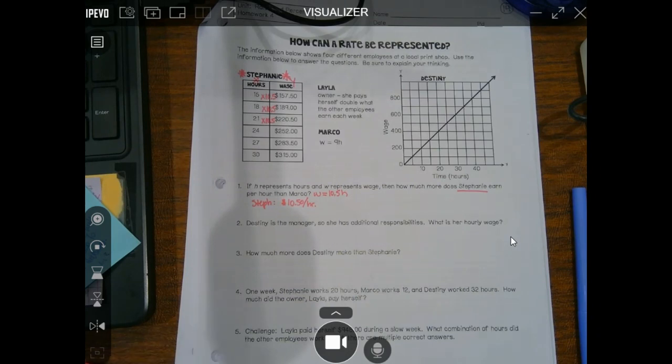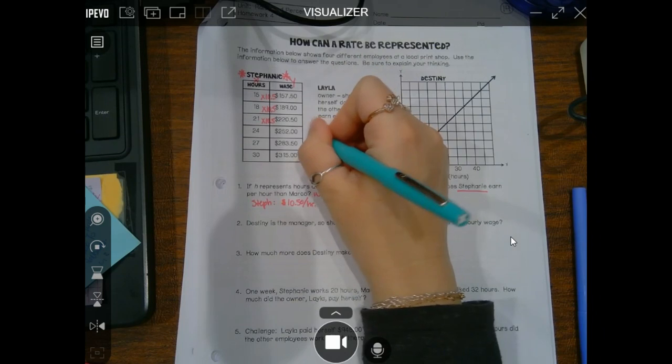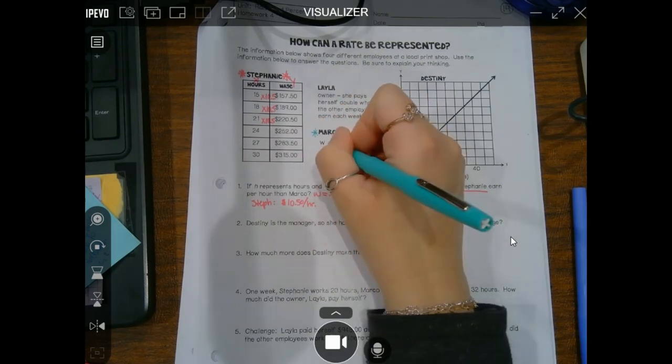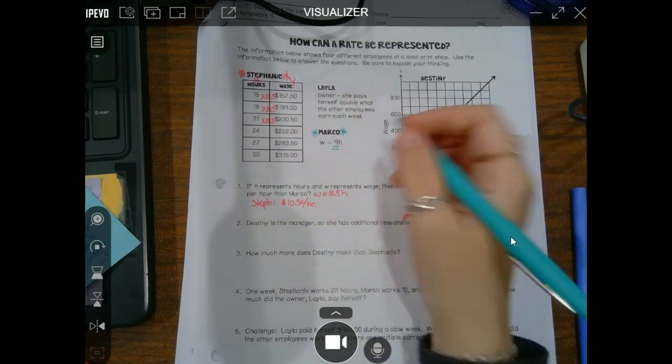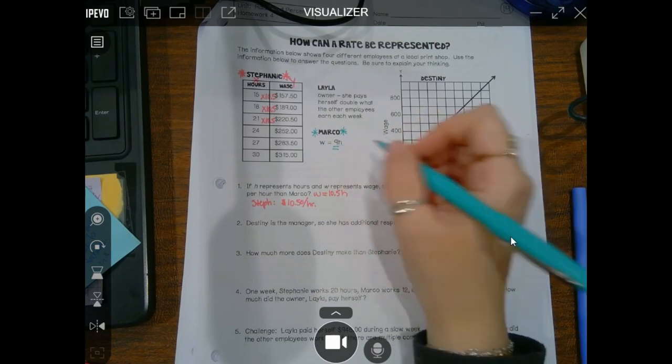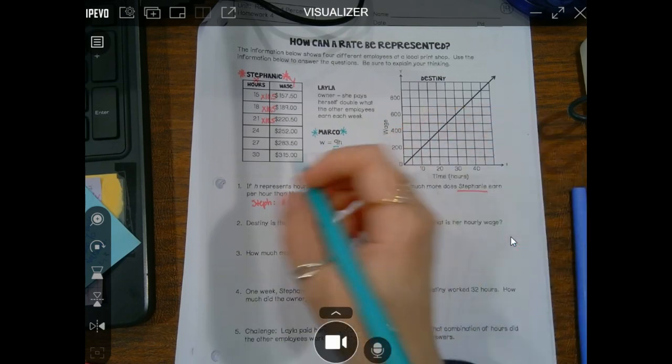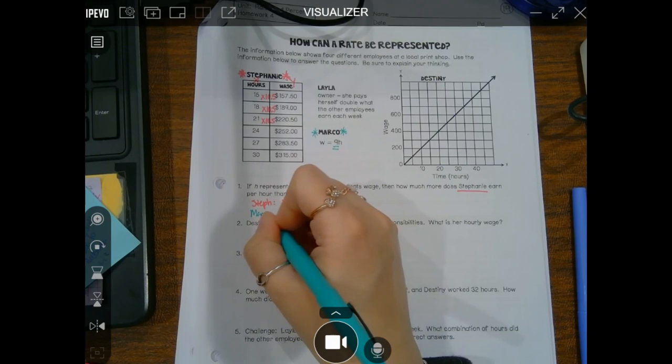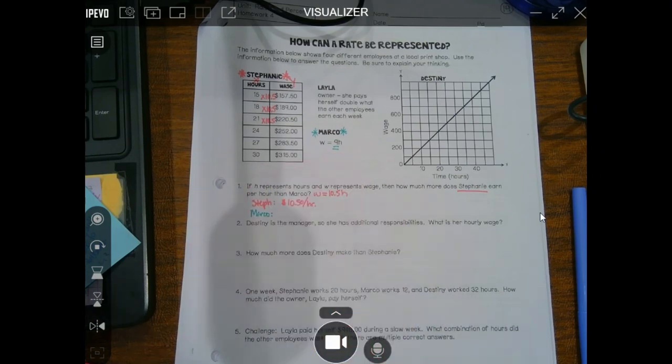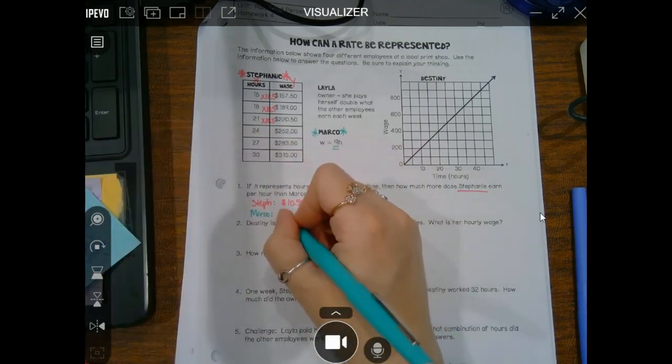So Marco is given right here. And when you have an equation, where do you find the rate? The number in front of your X, which in this case they have as the H, your independent variable. So Marco, his rate is $9 per hour.